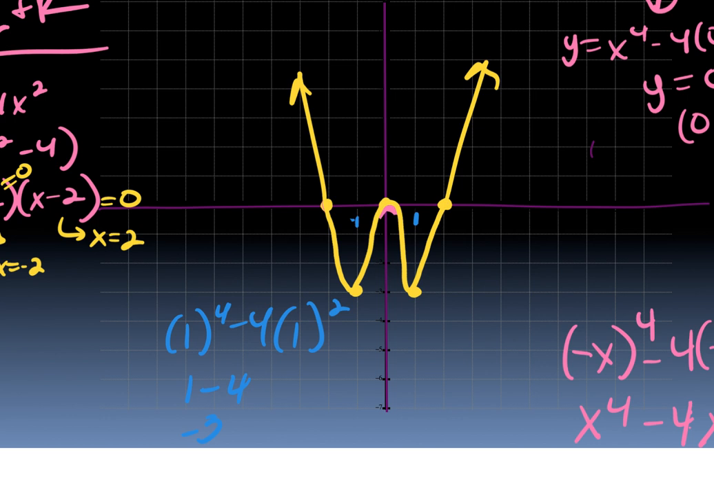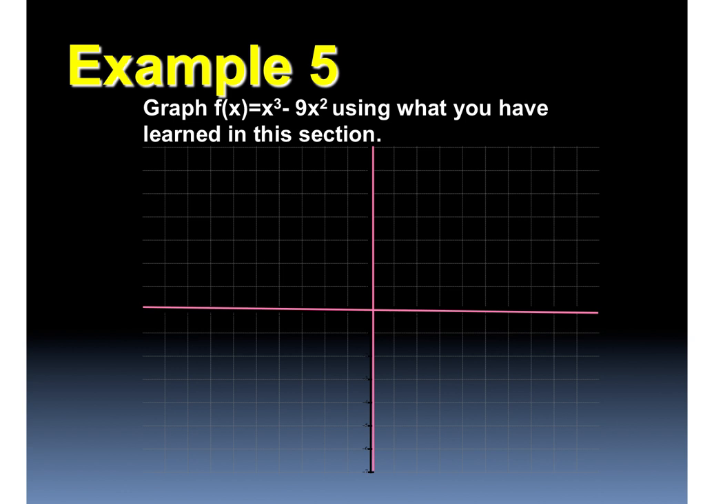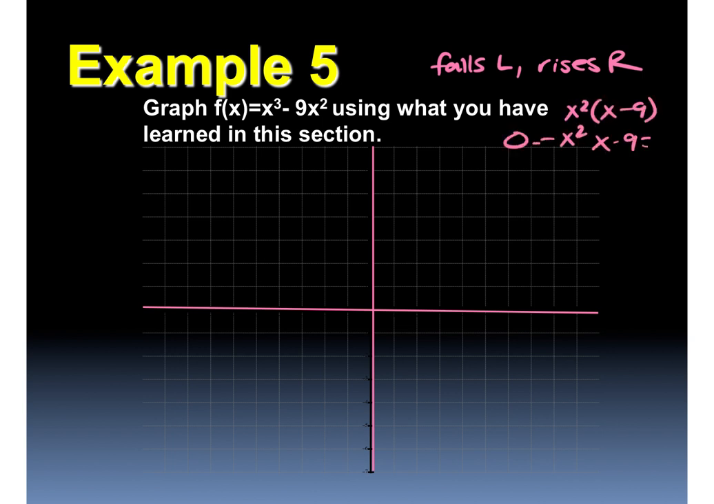Okay. Jay Pierce. All right, what was your end behavior? Falls left, rises right, because it's an odd exponent, positive on the front. You're going to take out the x squared, and I get x minus 9. And then x squared equals 0 and x minus 9 equals 0. There are 2 zeros and 1 9.